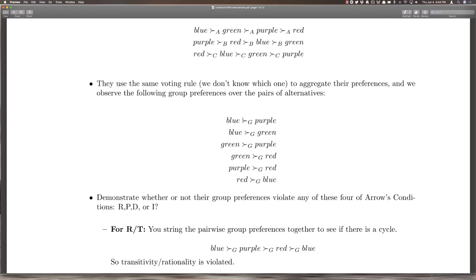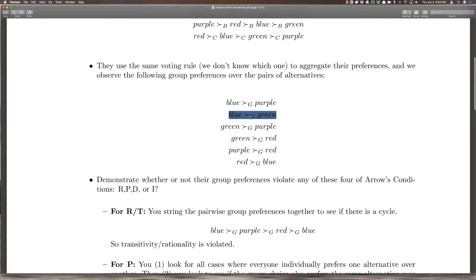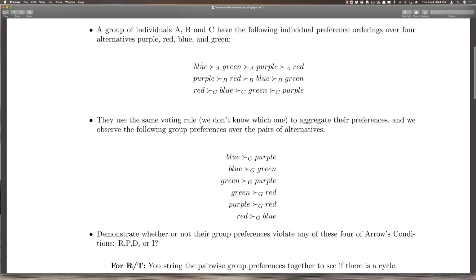So again, we found one case where everyone preferred one of the alternatives to the other, and then in the group comparison, it stayed the same. It all lined up. That's good, all right? So now what about, is it the case that everyone prefers green to purple, or everyone prefers purple to green? Let's see. Green to purple, person A, but purple to green, person B. So that one we can scratch off.